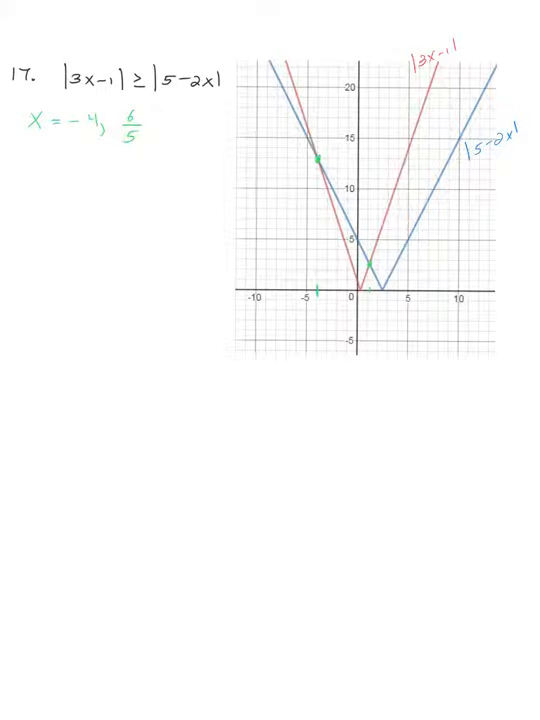So the place where the red graph is above the blue graph is here and also here. That's enough for me to say that it's on the outside of the two values. So my solution for this one is x is less than or equal to negative 4, or x is greater than or equal to 6/5.